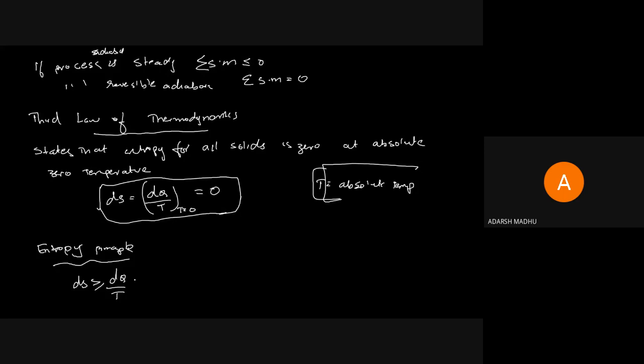That is, dq by T can be equal to 0, but it will never become a negative value. So ds is always greater than or equal to dq by T. Okay, so this is the entropy principle: ds greater than or equal to dq by T. What is the equation for an isolated system?